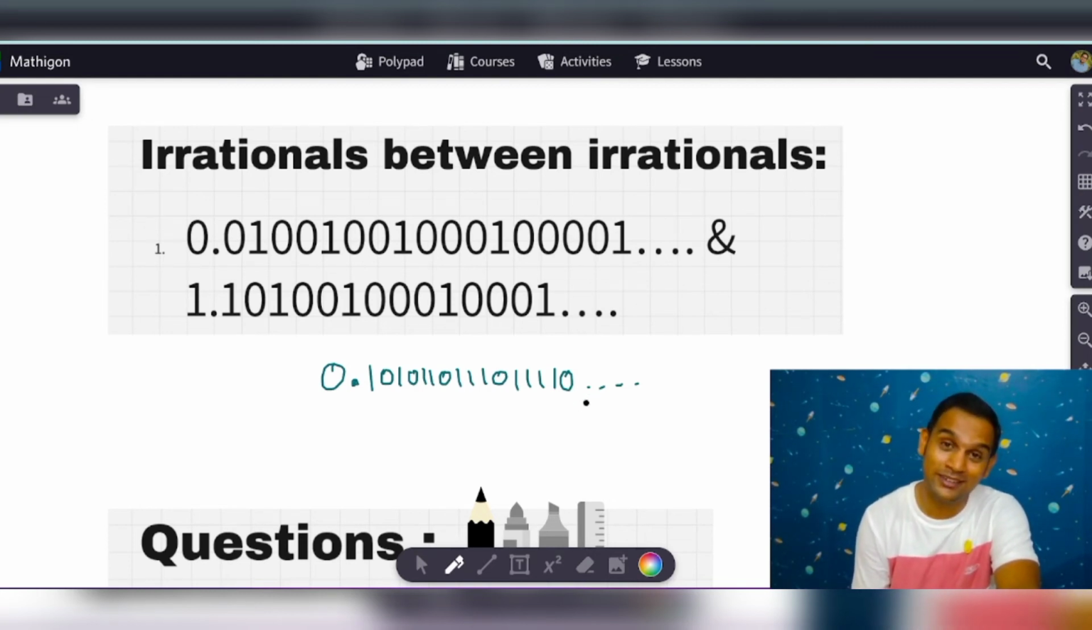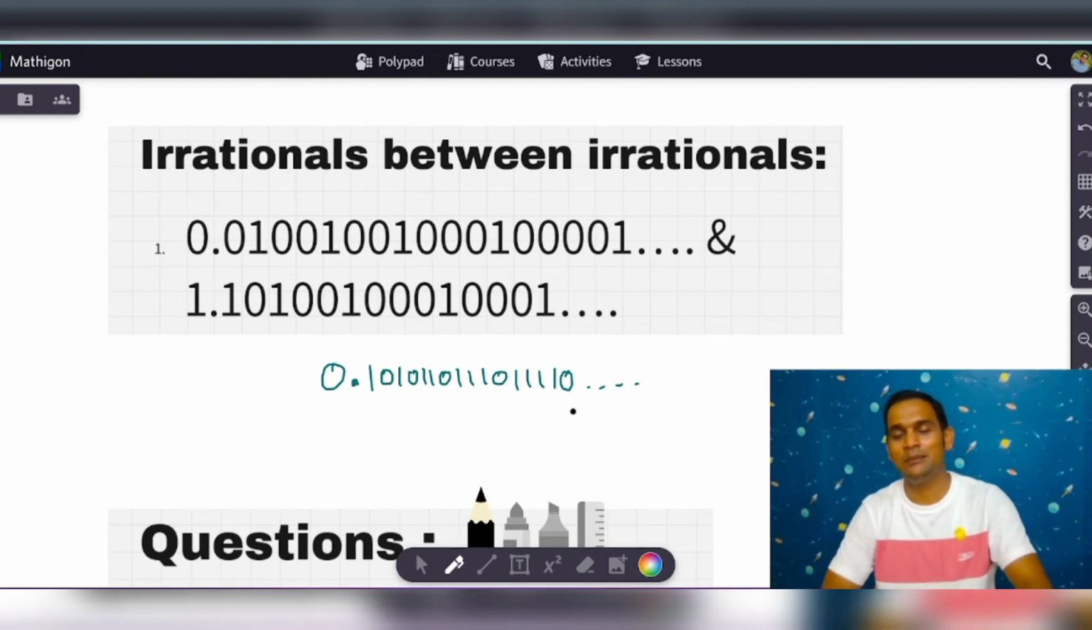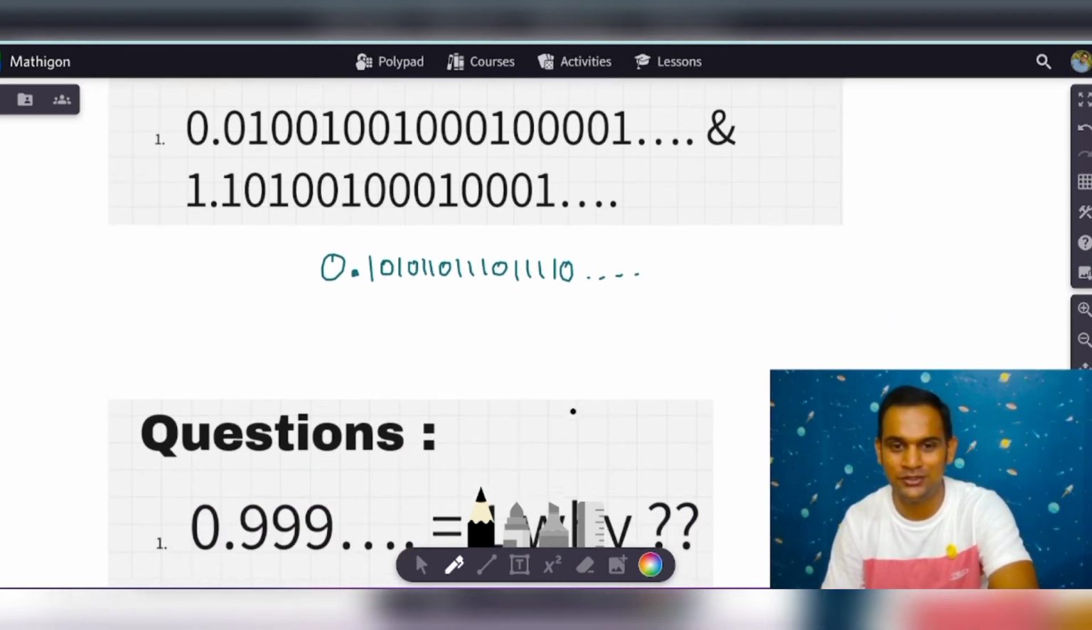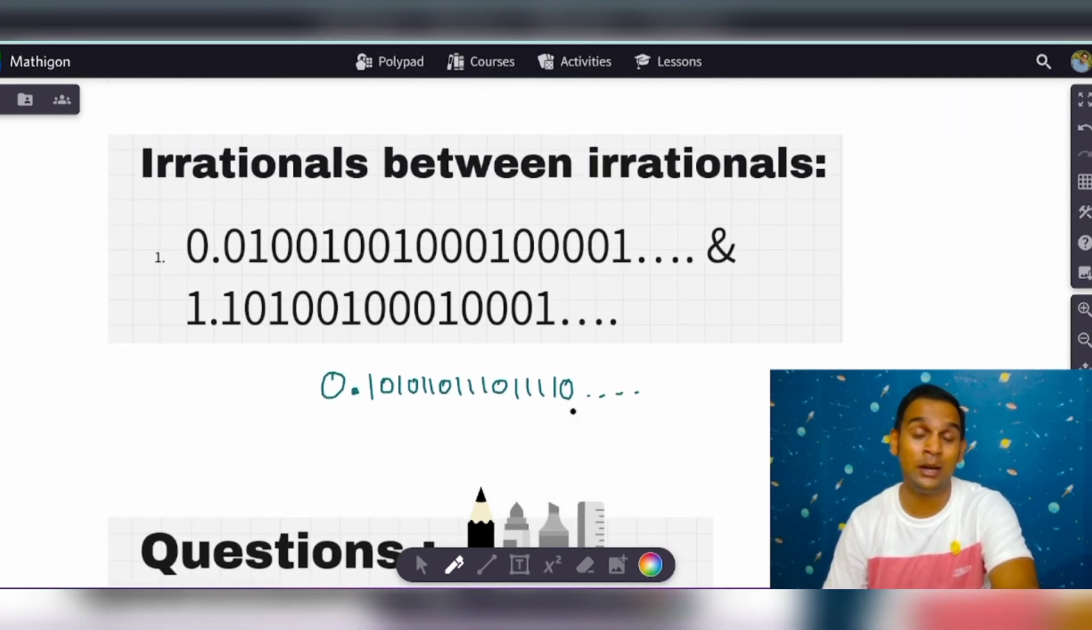How many such patterns can you make? Infinitely many. So we can find infinitely many irrationals between any two irrationals. We can find infinitely many rationals between irrationals. And that is how you can plot it on the number line as well.